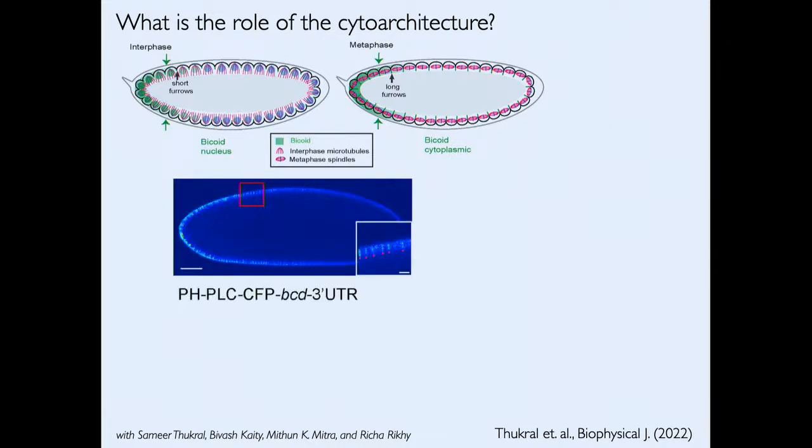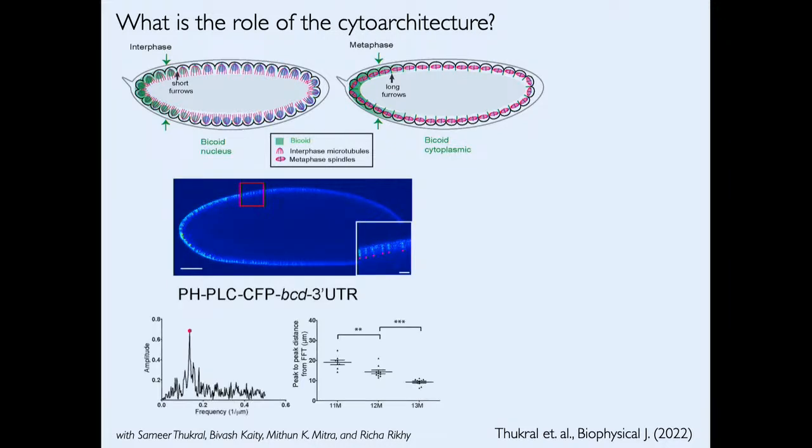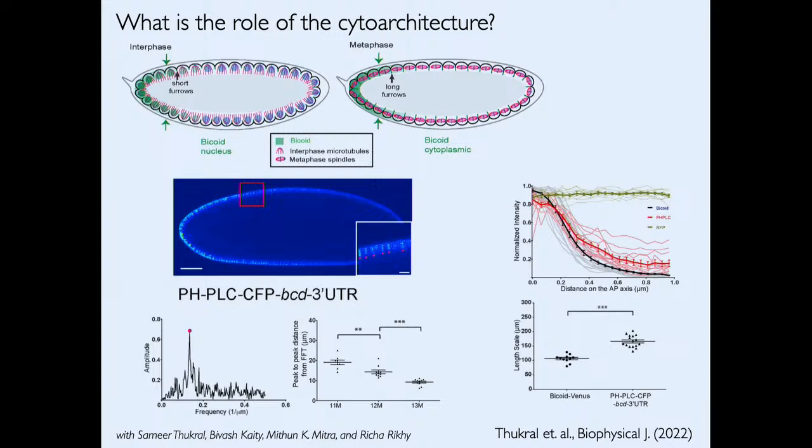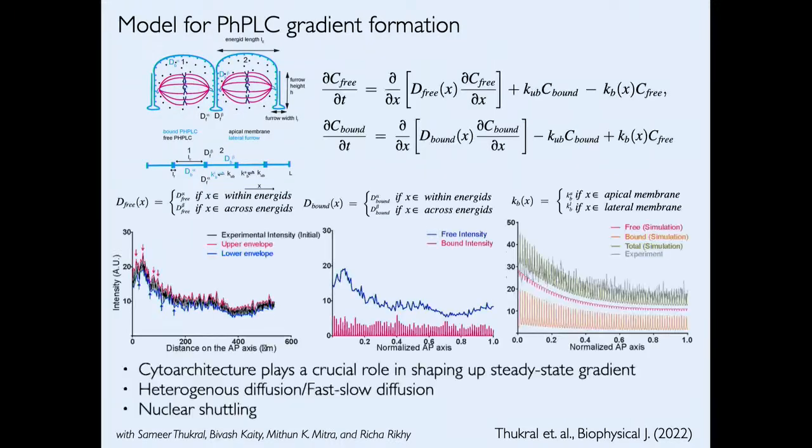I will not have time, so I will skip this. We did a recent study to look at a membrane bound protein, how it diffuses when it can also bind to the membranes. But the main idea is that cytoarchitecture plays a crucial role in shaping the steady state gradient. So one should consider heterogeneous diffusion, like fast and slow diffusion, and also nuclear shuttling. And the question is, if you combine this, can it explain this scaling with the embryo size?